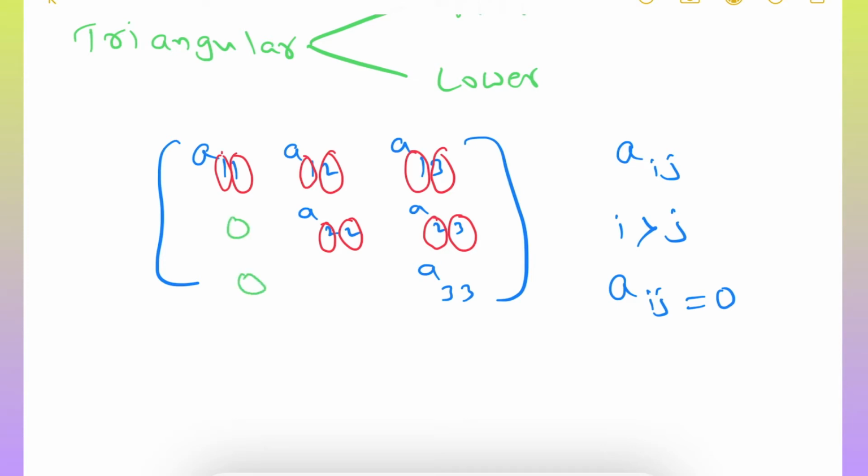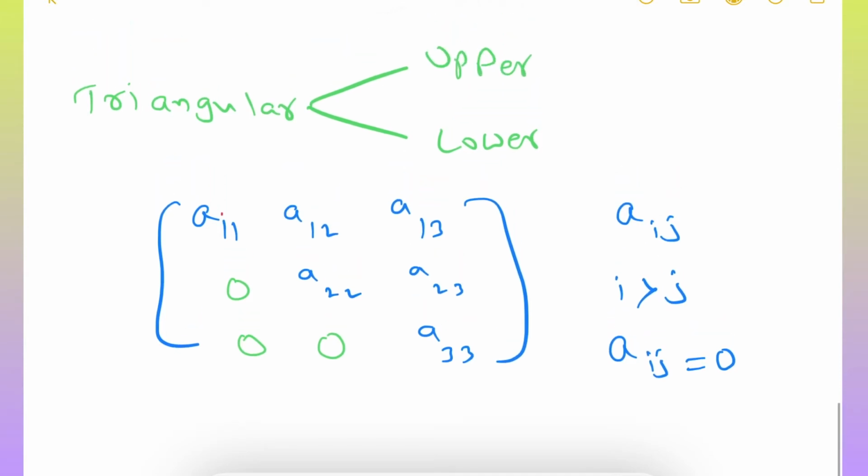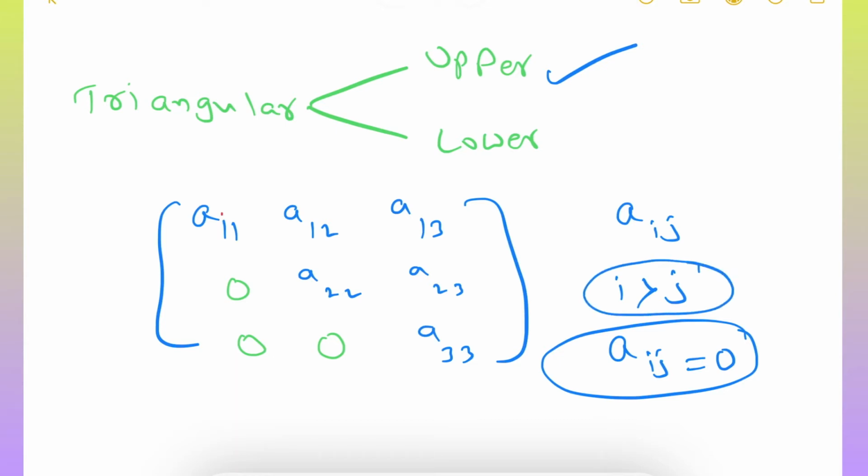Zero, zero, zero. And the remaining elements, whatever they may be, any numbers or anything, in the place of the remaining elements. Then this type of matrix is called an upper triangular matrix. An upper triangular matrix is nothing but Aij equals 0 for all i greater than j.